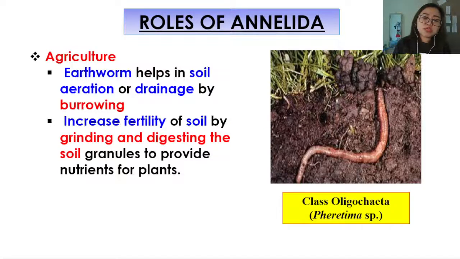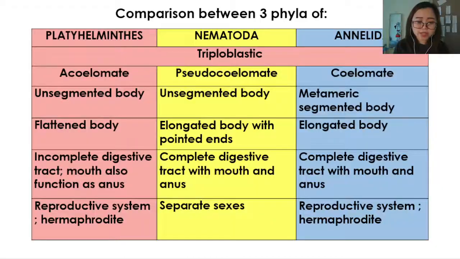By doing this burrowing, earthworms will increase the fertility of the soil by grinding and also digesting the soil granules to provide nutrients for plants. So kalau ada cacing tanah, tanah kita semakin subur sebab cacing tanah akan digest apa-apa yang ada dalam tanah supaya nutrien itu senang diambil oleh tumbuh-tumbuhan. Okay, so those are the two main roles of annelids. We like to use them for medicine. We like to use them for farming.